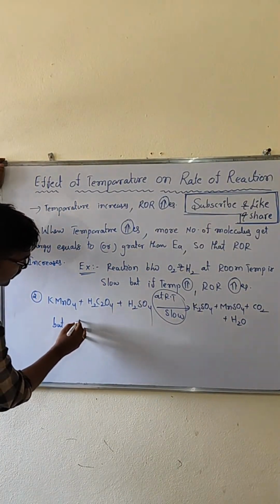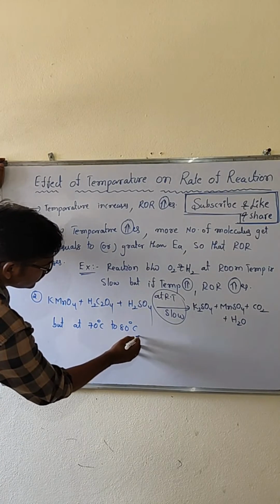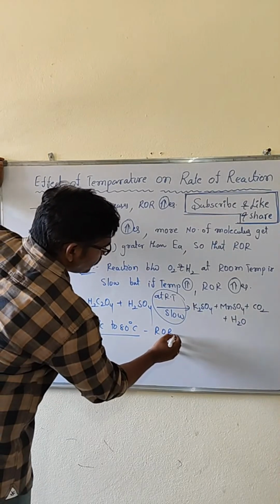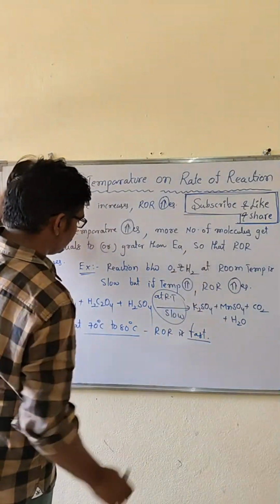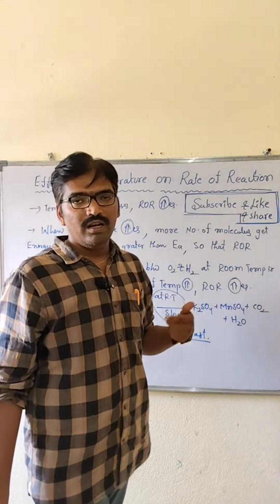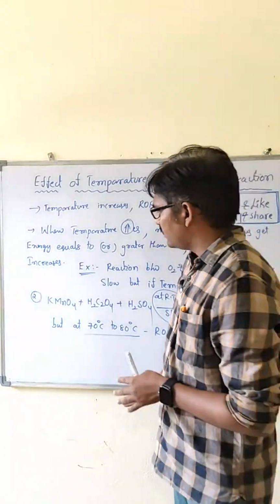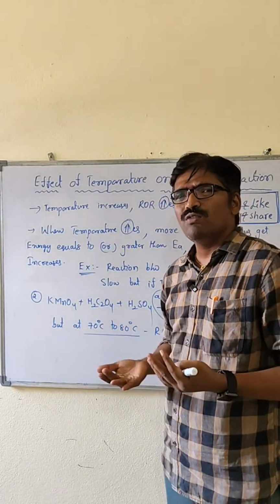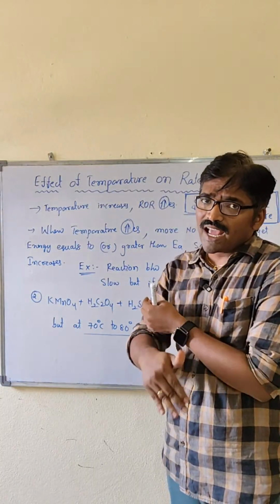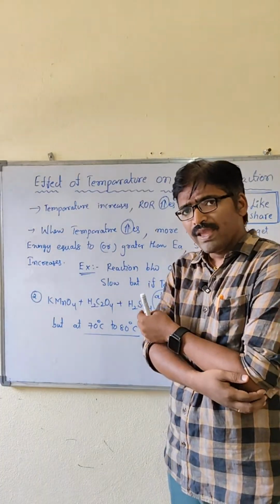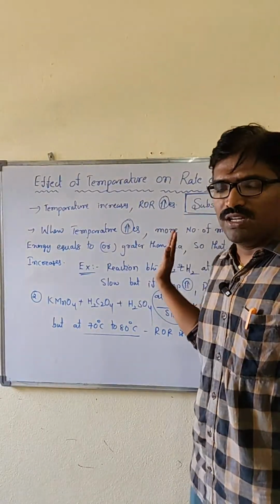But at 70 degrees Celsius to 80 degrees Celsius, the rate of reaction is fast. The same reaction, when temperature increases, goes fast. Why? What is the reason? At room temperature, the maximum number of molecules do not have the activation energy. Once temperature increases, they can get energy equal to the activation energy. That is why, my dear students, when temperature increases, rate of reaction increases.